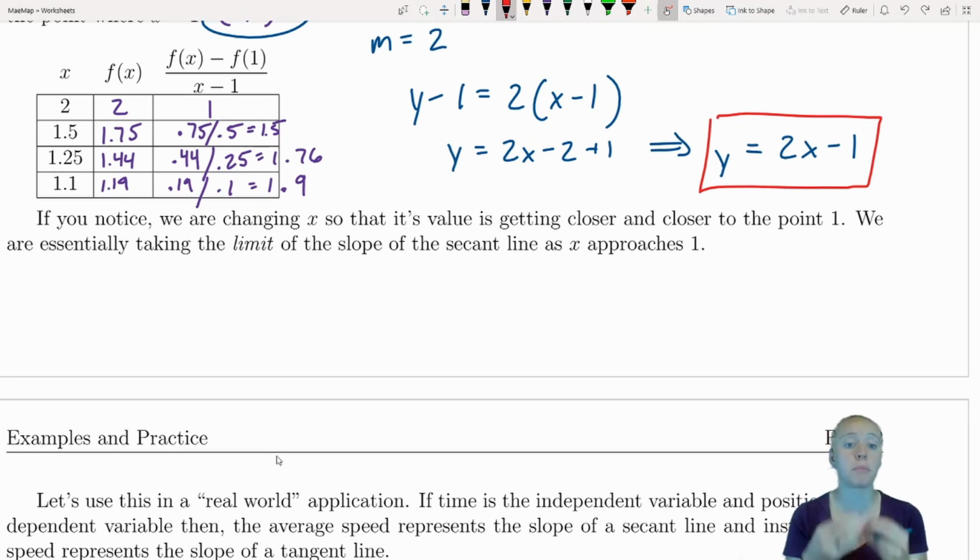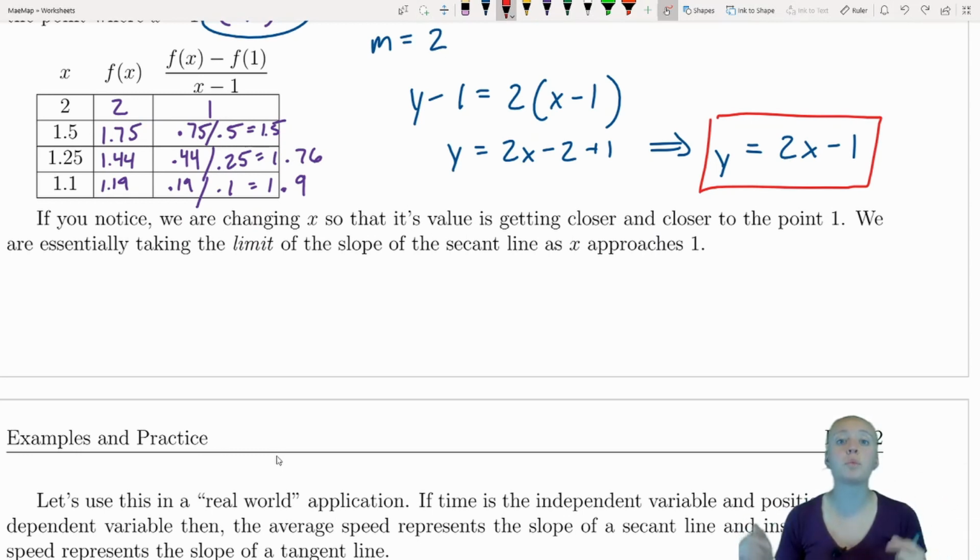Now, if you notice from up above, we were changing x so that its values were getting closer and closer to the point 1. Closer and closer to that x value of the point we were trying to calculate the tangent line of. Essentially what we're doing here is taking the limit of the slope of that secant line as x gets closer and closer to 1, so as x approaches 1. And the wording of that might be a little confusing, so we're going to clarify the limit and show you how to calculate that in the next couple of example videos.